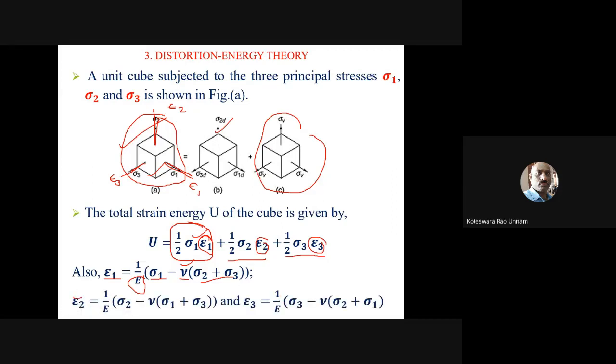So this is the expression for epsilon 2 and this is the expression for epsilon 3. Epsilon 2 can be written as 1 by E into sigma 2 minus mu into sigma 1 plus sigma 3, and epsilon 3 is equal to 1 by E into sigma 3 minus mu into sigma 2 plus sigma 1. Now that I know these relations, the expressions for epsilon 1, epsilon 2, epsilon 3 in terms of sigma 1, sigma 2, sigma 3, I'll substitute them back into the expression for the strain energy, replacing epsilon 1, epsilon 2, epsilon 3 by sigma 1, sigma 2 and sigma 3.